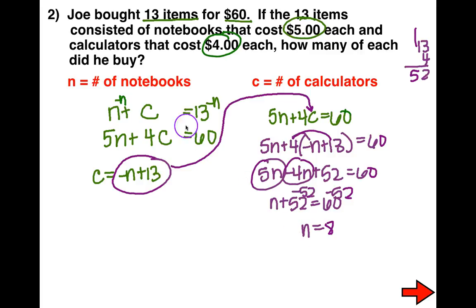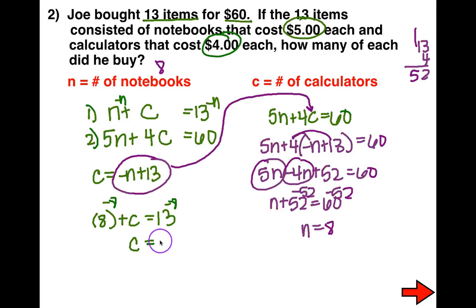What does n stand for? Well, n stands for the number of notebooks. So right now I know there's 8 notebooks. But what about calculators? Well, again, you're just going to plug it into one of the originals. So you either plug it into the first equation or the second equation. The first one definitely seems easier. So I'm going to put my 8 in for n, plus c equals 13. So simply subtract 8 from both sides. You end up with c equals, let's see, 5.